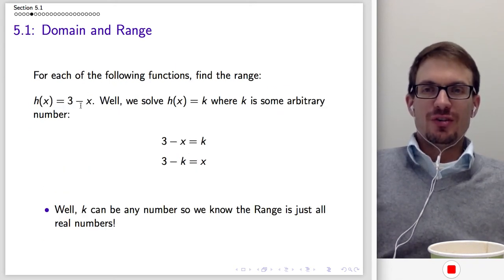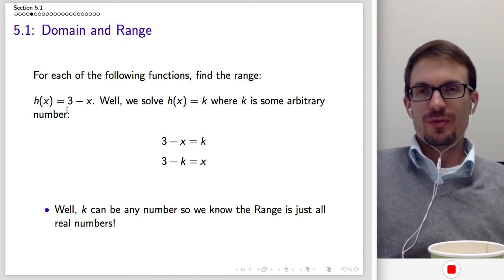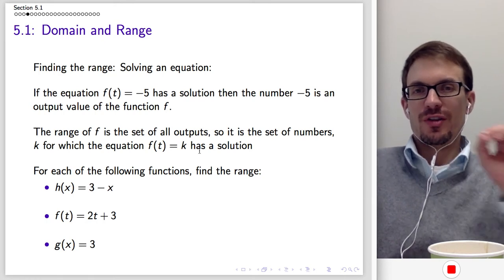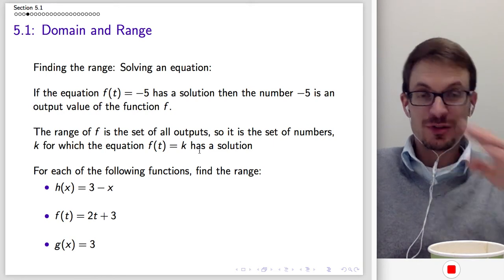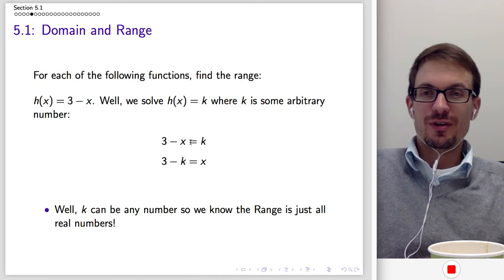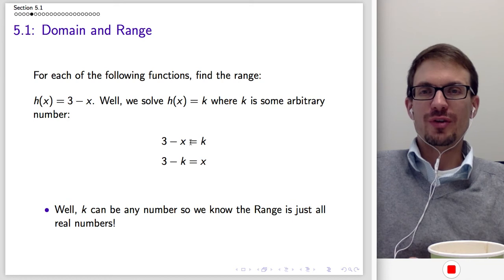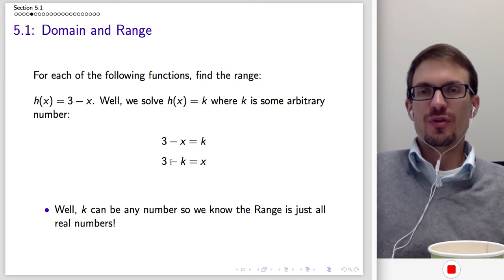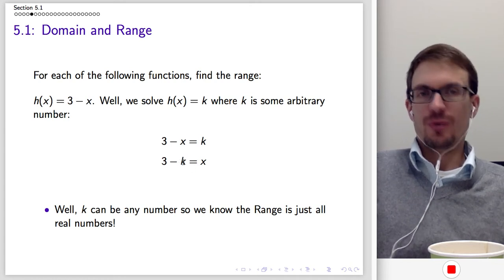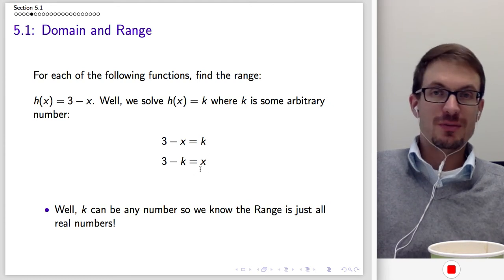Well, in each of these cases, we're going to solve h of x equals k, where k is just some arbitrary number. Where's that coming from? Oh, well, f of t is equal to k has a solution. We're going to find a set of numbers k such that this equation has a solution. All right, so we'll set 3 minus x equal to k, solve for x. 3 minus k is x, right? k can be any number, so we know the range is just all real numbers, right? There's no further restrictions on k. We're not going to get a divide by 0 error. We're not going to get a square root of a negative number error. So k can be anything, which means x can be anything.